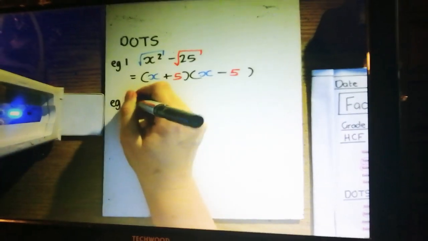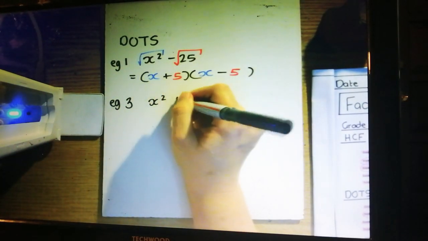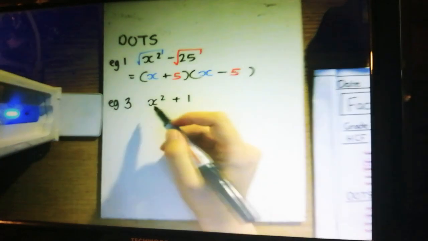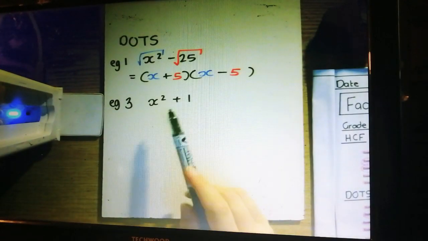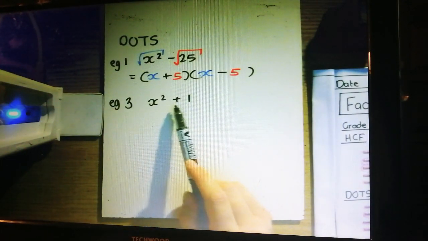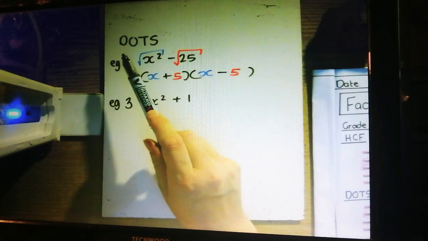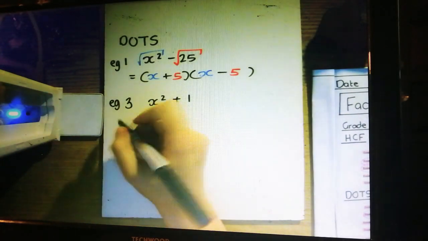Okay. Example 3. I'm asking you to factorize x squared plus 1. And then you're all going to say that this is a difference of two squares because it's two terms, sorry, my camera, that are both able to be squared. But what's wrong here? This is not a minus sign. It's not a difference of two squares. This is a sum of two squares, and I cannot factorize any further, so that is simply my answer.